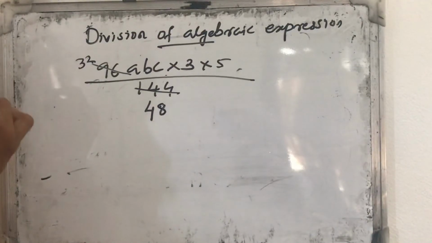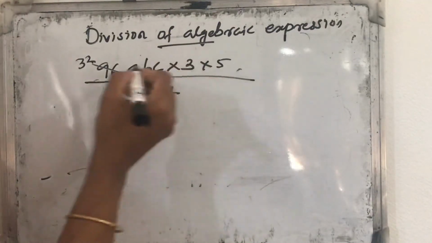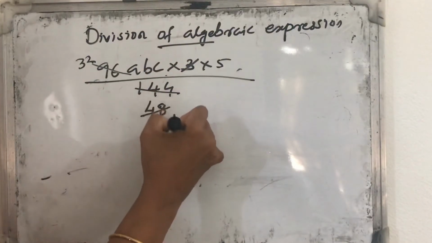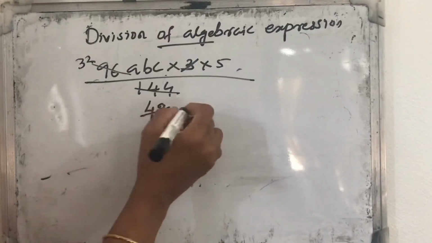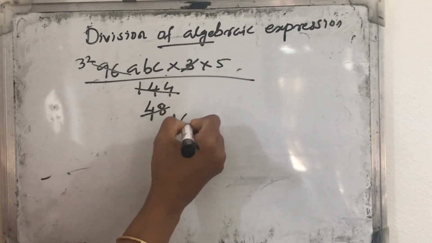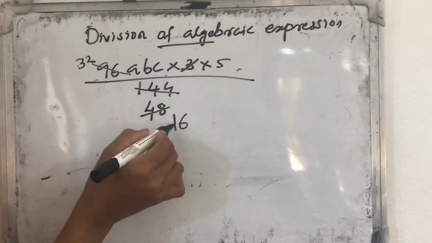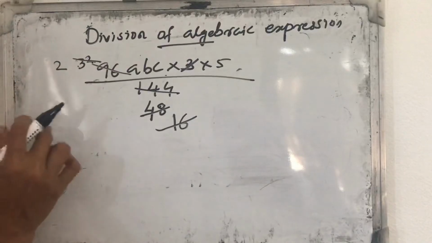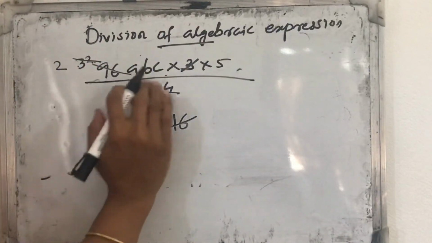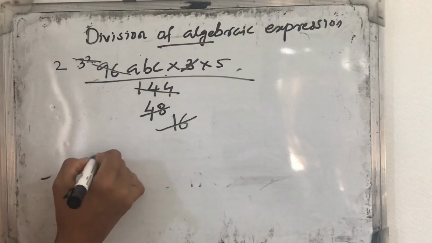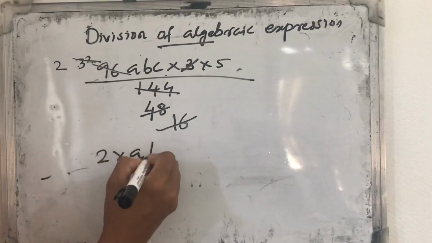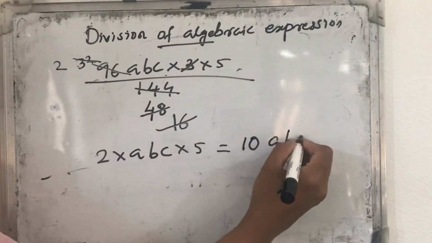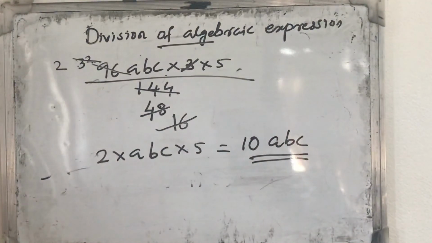Again we can cancel the 3 and 48. How many 3s are there? 6. And 32 and 16 again we can cancel, here 16, here 2. Then what is remaining in the numerator? In the denominator nothing, only 1. The numerator remaining is 2 into abc into 5. 2 into 5 is 10. Then the last answer is 10abc. Very easy questions.